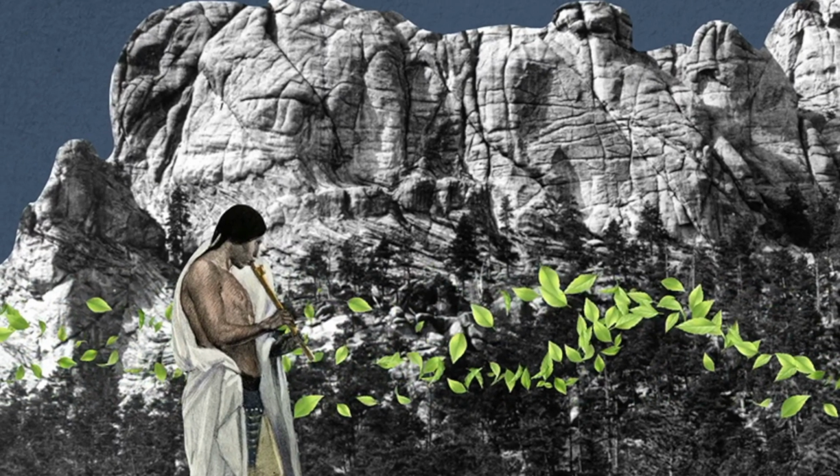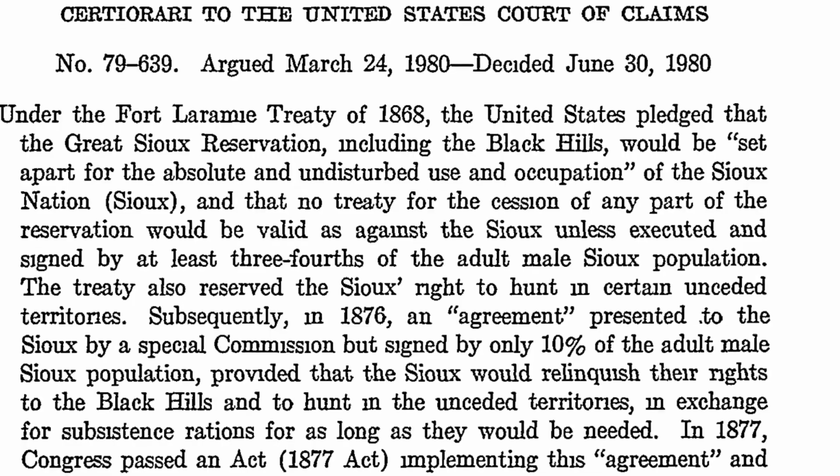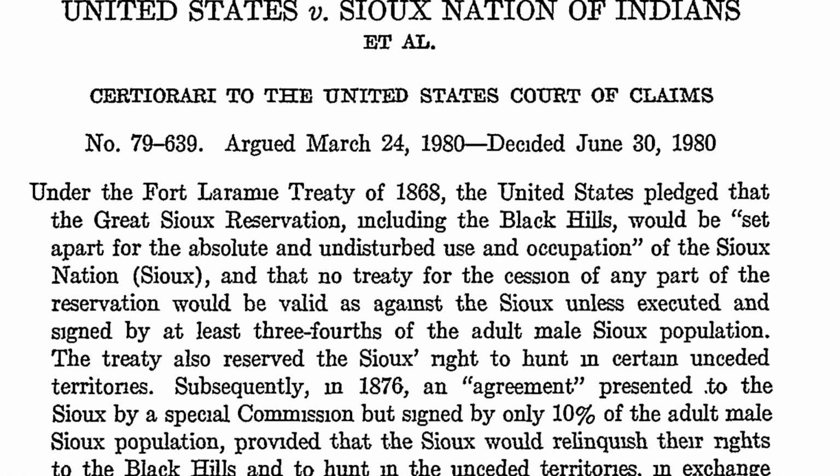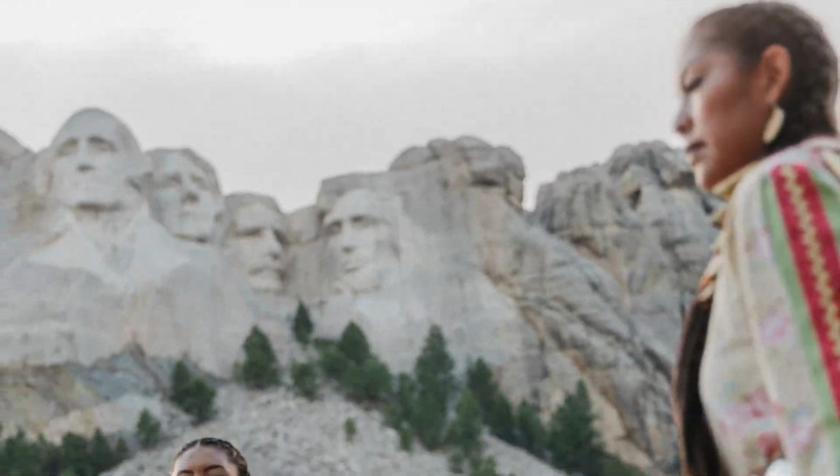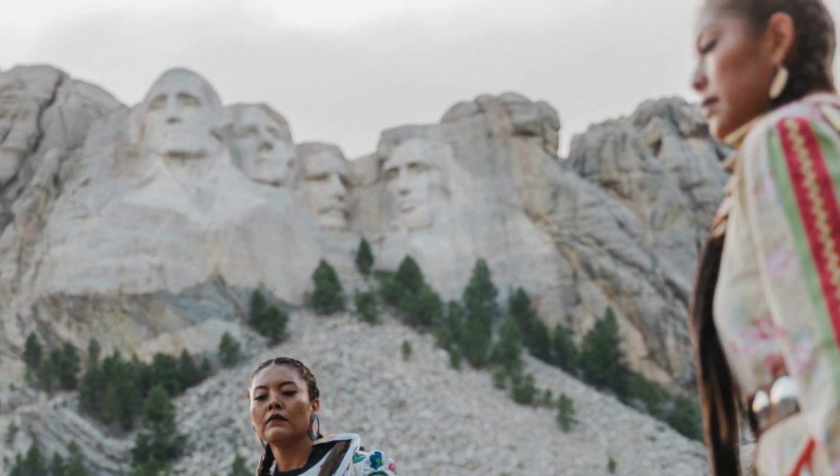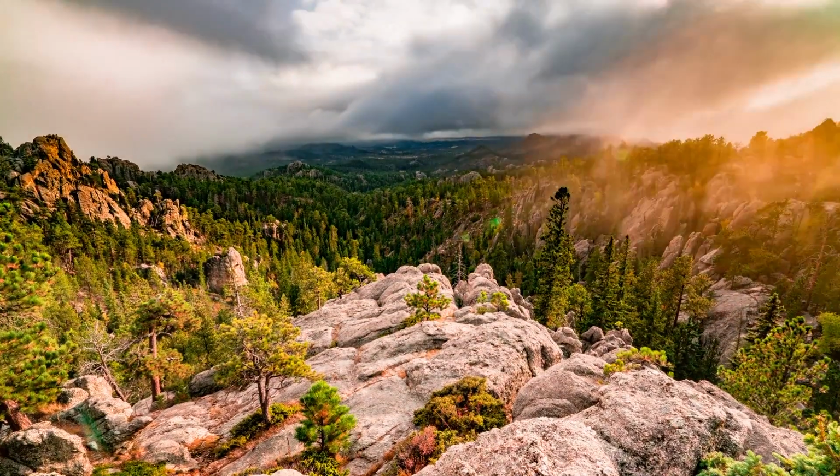The land was essentially stolen, a fact that was recognized by the U.S. Supreme Court in 1980, which granted the Sioux Indians $17 million for the land. But the tribe declined the payout because it would mean giving up their legal claim to a separate sacred area, the Black Hills.